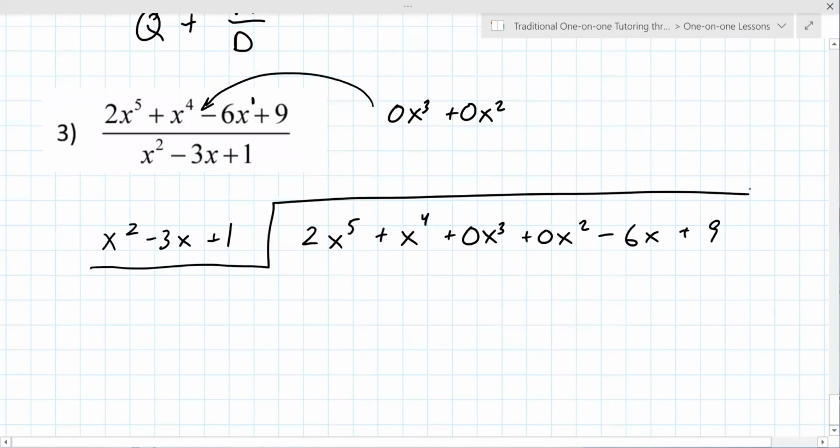Okay. So again, we're trying to get to 2x to the 5th from x squared. That's 2x cubed. So this time we didn't put it in that second position. We actually put it in third. You just put it wherever it makes sense based on the numbers and the values. So you still do the same thing. You take this 2x cubed and you multiply it by x squared, negative 3x, and plus 1. So you get 2x to the 5th.